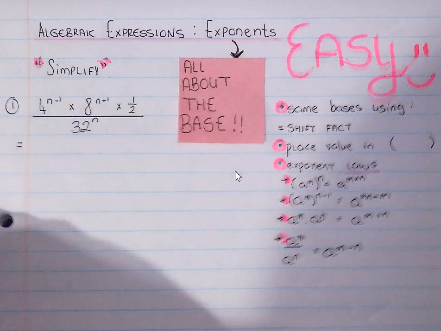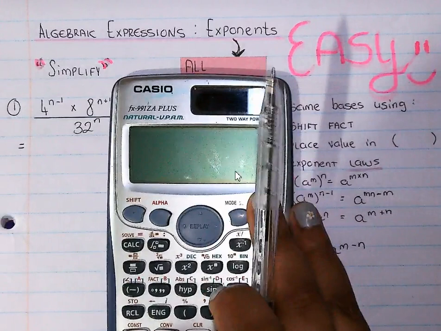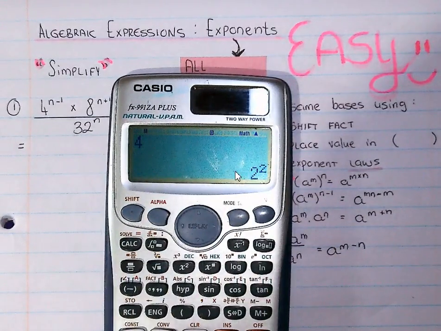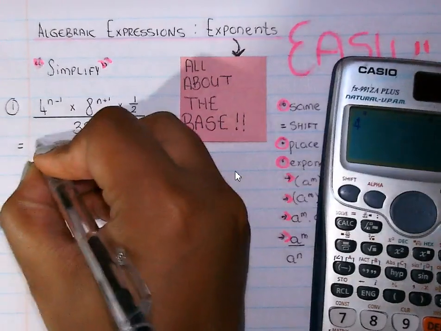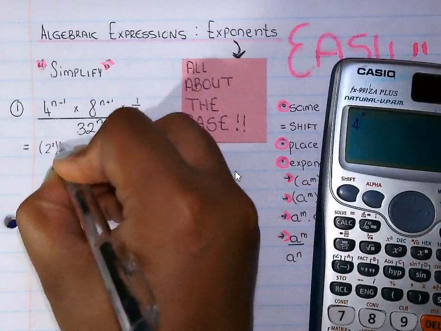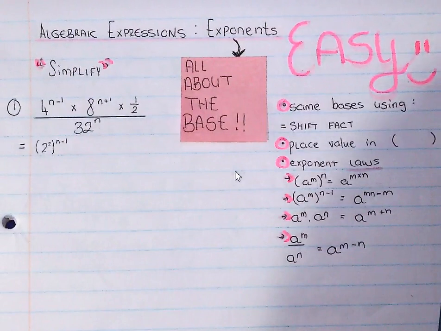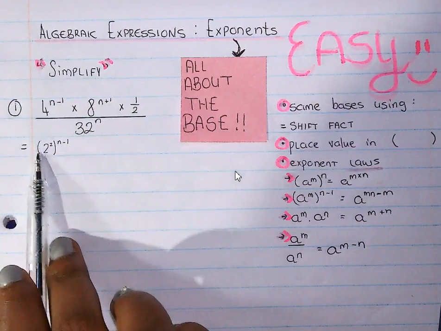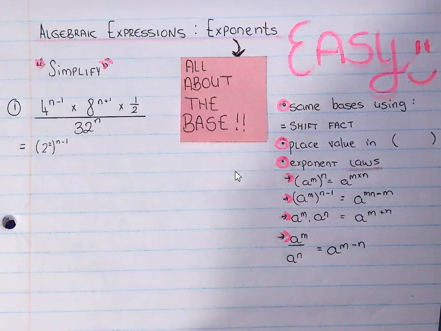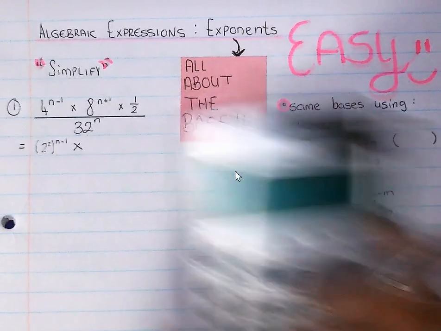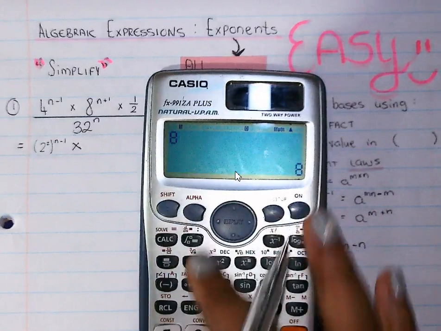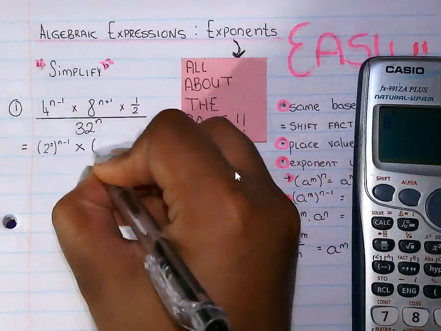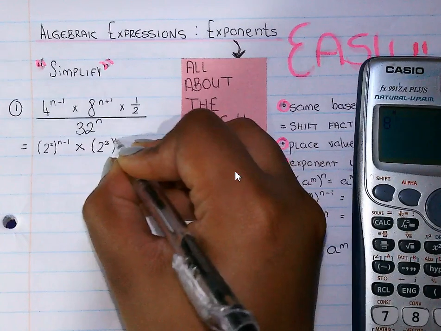We get the same bases. So we take 4 and we go equal, shift, fact, and that gives us 2 squared. In brackets we write 2 squared to the n minus 1, because the 4 is raised to the exponent n minus 1, so you need to put the 4 in brackets. We now do the 8. We take 8, equal, shift, fact, we get 2 exponent 3, so we replace 8 with 2 exponent 3 and n plus 1.